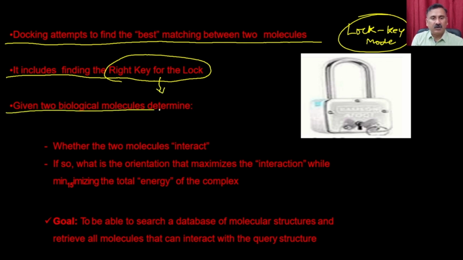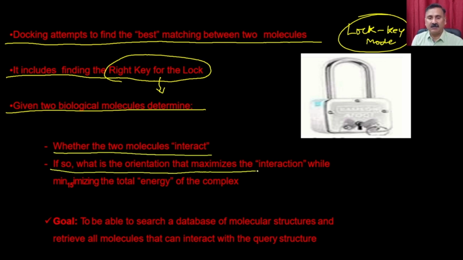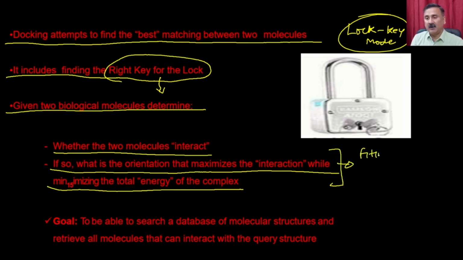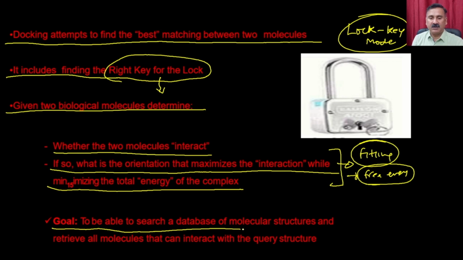Given two biological molecules, you can determine whether the two molecules interact with each other. If so, what is the orientation that maximizes the interaction while minimizing the total energy of the complex? Because these are the two important parameters: one, fitting, and the second is the free energy. It should have the total free energy of the molecule lower, and it should have the best fitting. The goal is to search a database of molecular structures and retrieve all structures that can interact with the query structures.